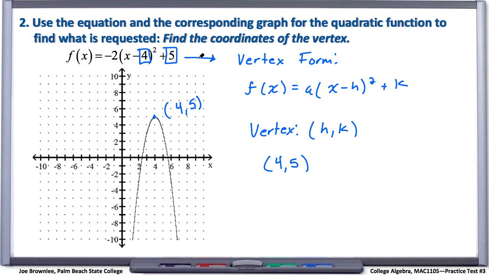So either way, whether you want to find it using the equation or find that vertex using the graph, you should get the same answer, and indeed we did, 4, 5.